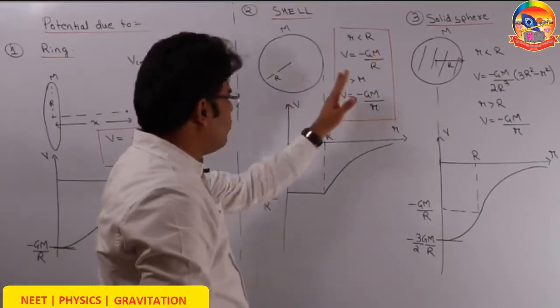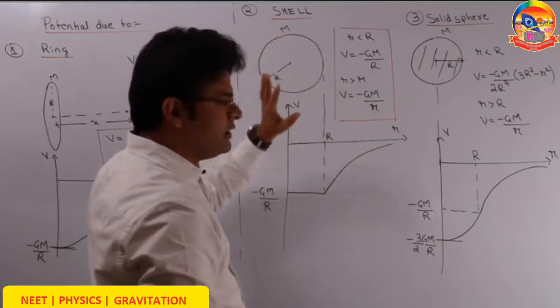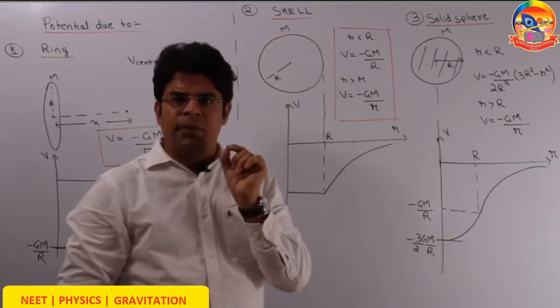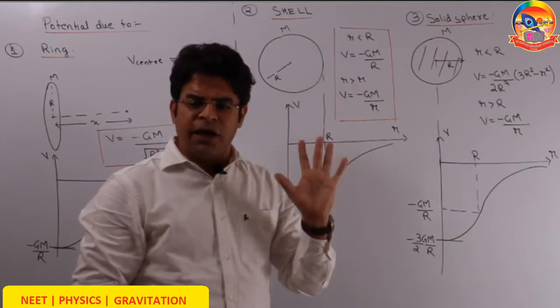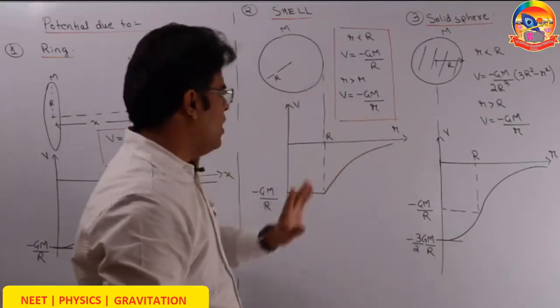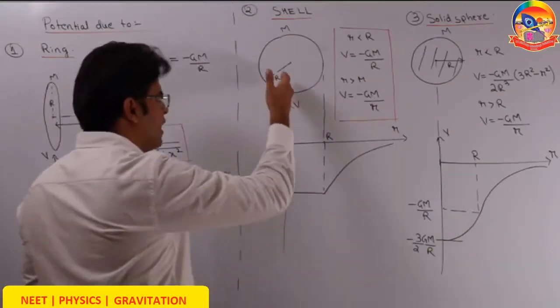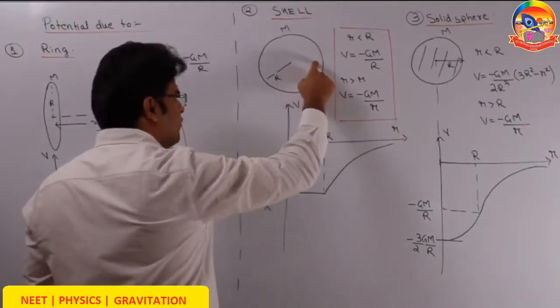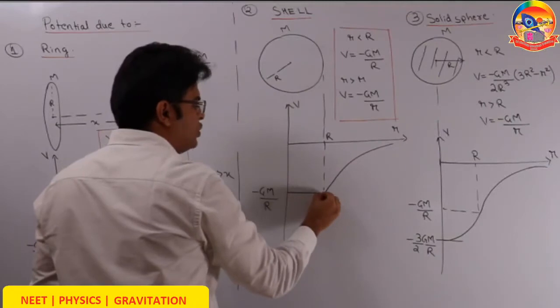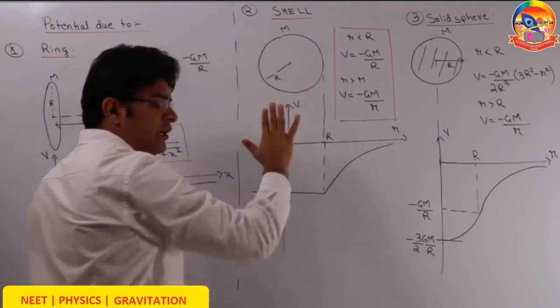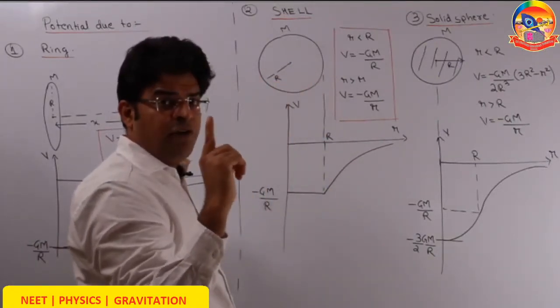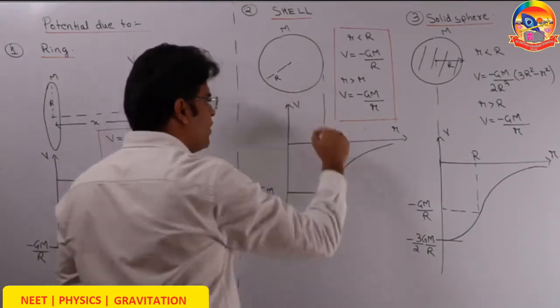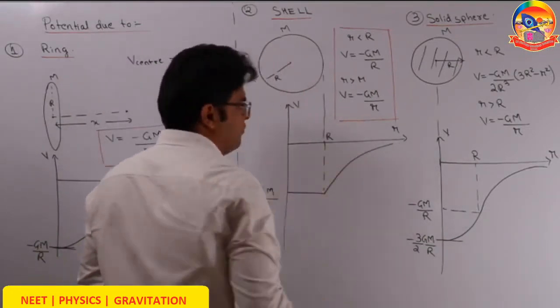For an outside point, again you can assume the entire mass to be at the center. The potential because of a mass M at distance r is minus GM by r, so simply minus GM by r. If we draw the graph of potential versus distance from the center, from center till surface, potential is constant everywhere, minus GM by r. The potential at every point inside the shell is constant, the field is 0. And on moving outside, the potential keeps on decreasing with the distance.